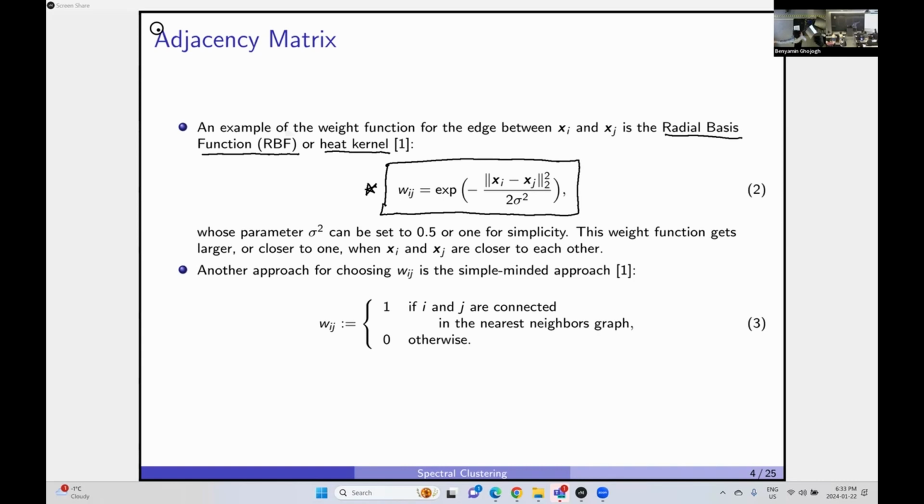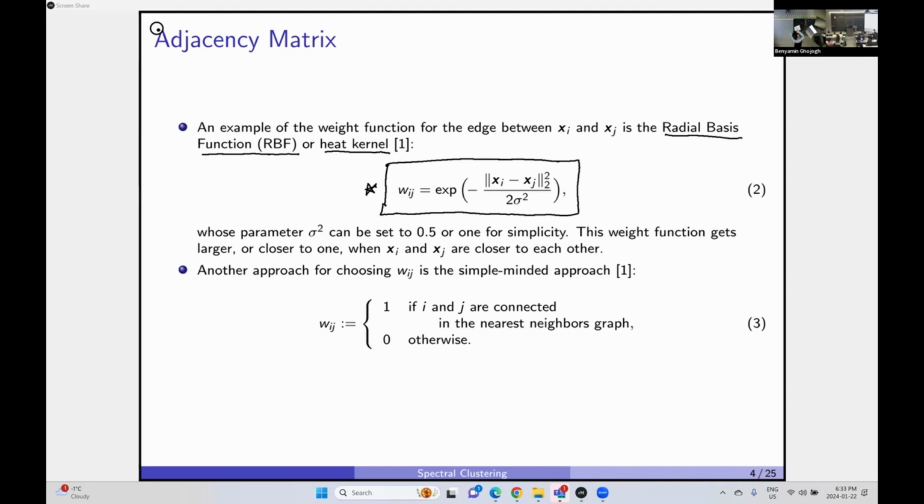A scaled Gaussian distribution with variance sigma squared, right? This is a scaled Gaussian distribution. Feel free to look up the PDF of Gaussian distribution. It will be similar to this. And that's why it's called radial basis function, another name for Gaussian distribution, okay?